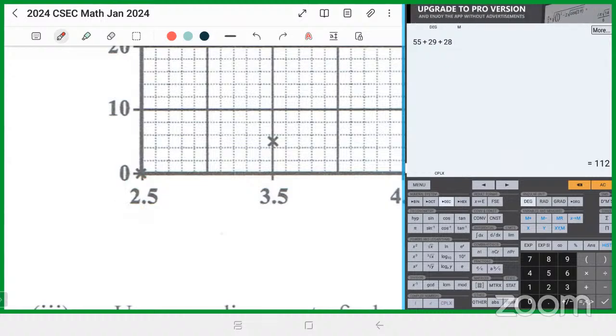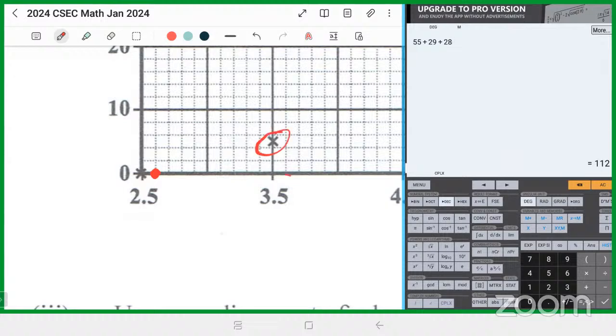So it's 2.5, 2.6, 2.7, 2.8, 2.9, 3, 3.1, 3.2, 3.3, 3.4, 3.5. Every line is 0.1. So this point right here really is in the wrong place. It should be here. That's what I just showed. It should be 2.6. That's the lower limit.